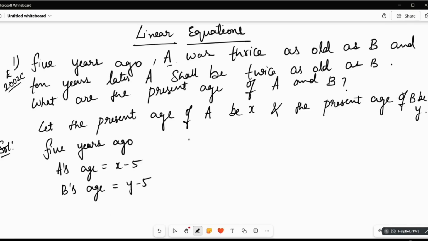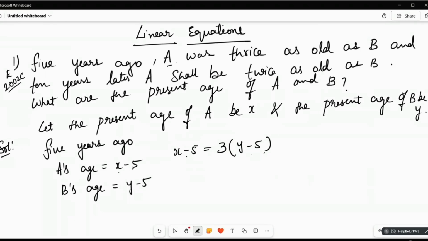So A was thrice as old as B. A's age at that time is x minus 5, and it will be 3 times B's age at that time. At that time it was x minus 5 and y minus 5. So x minus 5 is equal to 3 times y minus 5. Many have written 3y minus 5. No, it is 3 times y minus 5, because at that time the age was y minus 5.